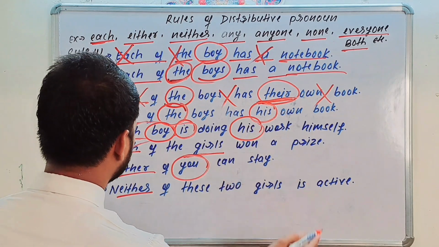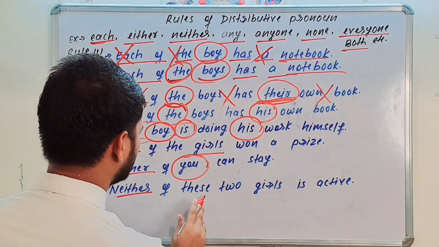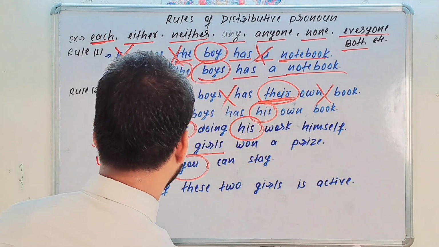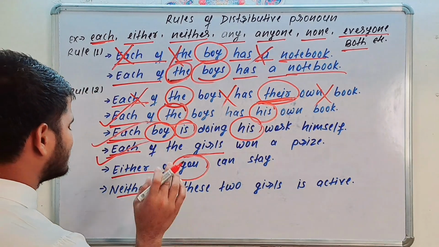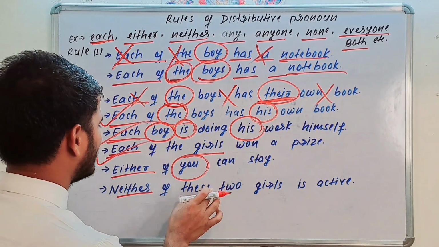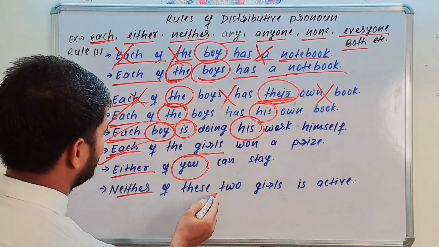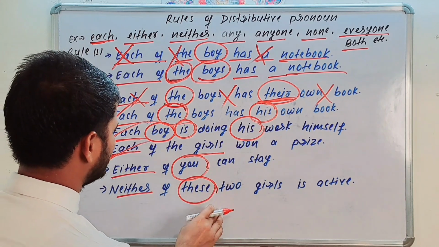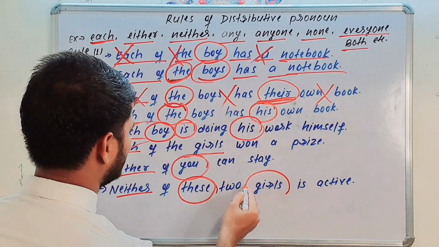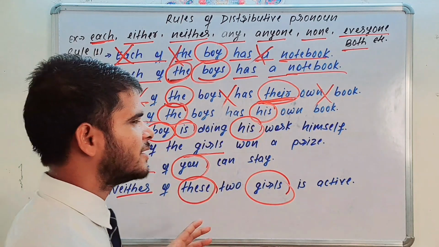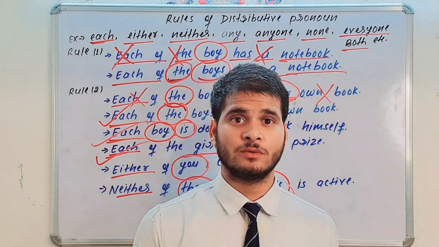Either of you can stay. Neither of these two girls is active. And second, here a plural noun and a plural pronoun are used after each of, either of, and neither of. And here, see, a plural pronoun is used and a plural noun is used. So now let's move to the third rule.